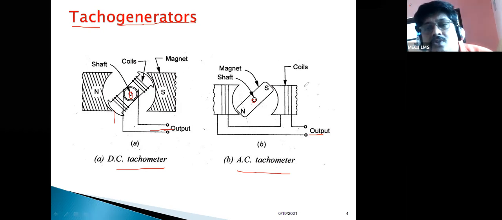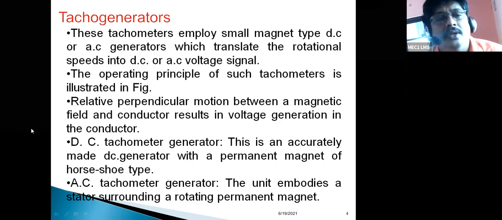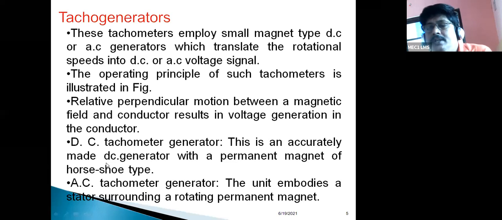So these two are quite opposite. In the AC tachometer, we fix a magnet at the end of the rotating shaft, but in the DC tachometer we fix a core with the coils wound around that core. In the AC tachometer, AC voltage develops. In the DC tachometer, DC voltage develops. So this voltage, DC or AC, is proportional to the speed of the shaft.